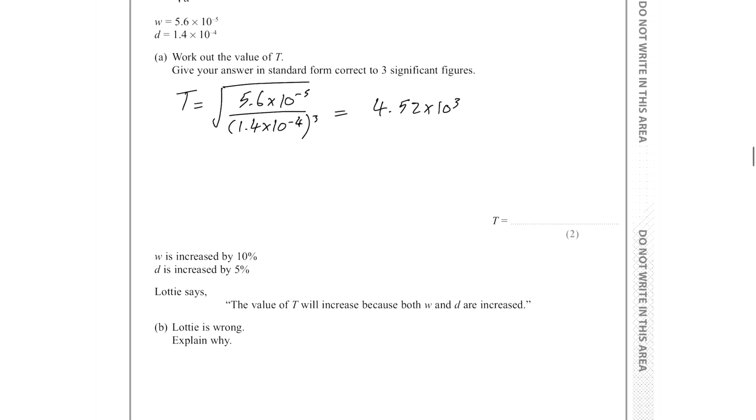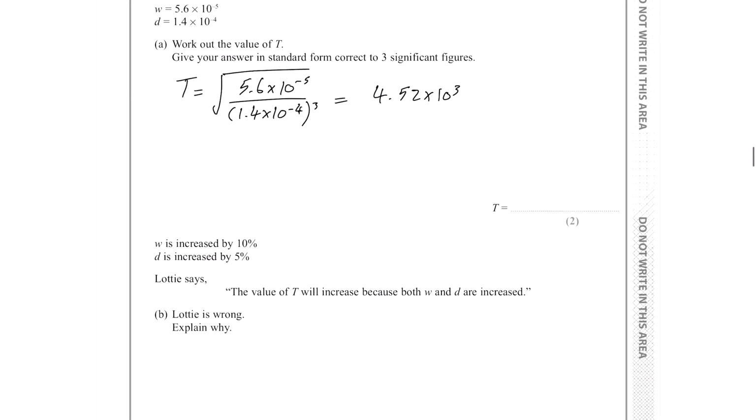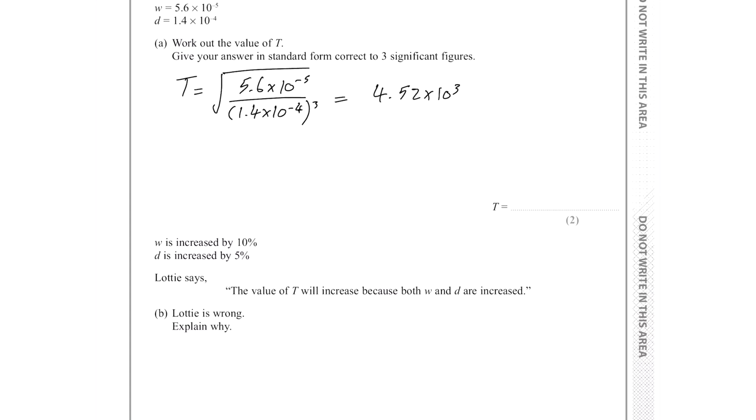Now it says W is increased by 10%, D is increased by 5%. You've got to remember, percentage is out of 100%, so if this is increased by 10, this then becomes 110%, and as a decimal, that's 1.1. And same with this, percentage is out of 100. If it's increased by 5, that becomes 105, which is 1.05 as a decimal. So it says the value of t will be increased because both of these two are increased. Lottie is wrong, explain why.